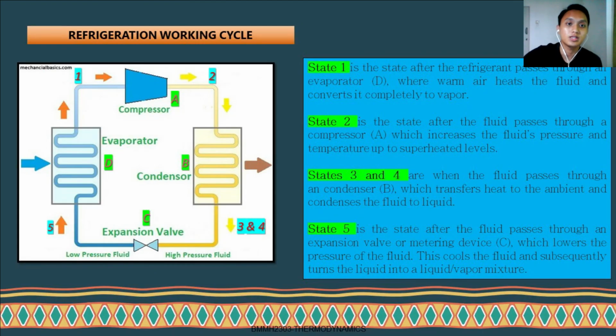After we all know about the basic components of refrigeration, this is the refrigeration working cycle. There are 5 states. During state 1, after the refrigerant passes through the evaporator, the fluid is converted completely to vapor. During state 2, after the fluid passes through a compressor, it increases the fluid pressure and temperature up to a superheated level. Then in states 3 and 4, the fluid passes through the condenser, which transfers heat to ambient and condenses the fluid to liquid. During state 5, the fluid passes through an expansion valve, which lowers the pressure of the fluid, and the working cycle repeats again.